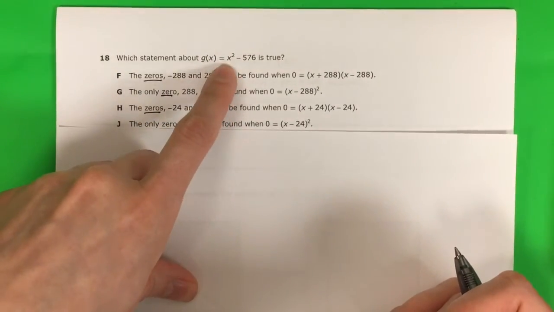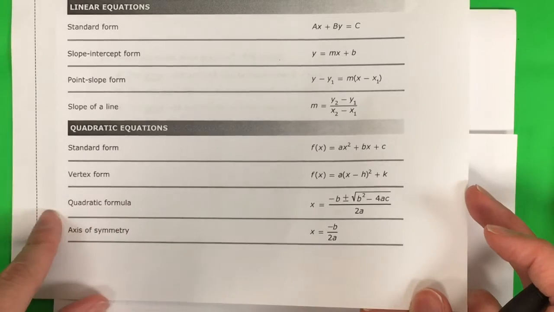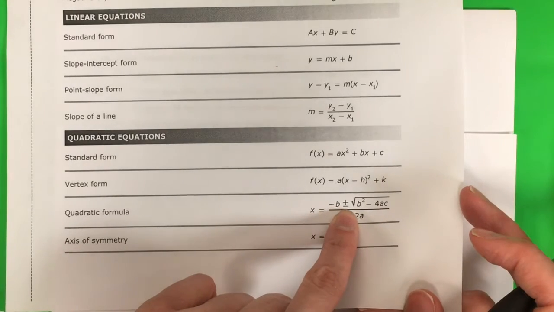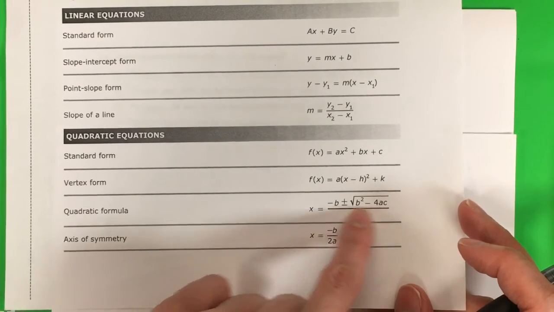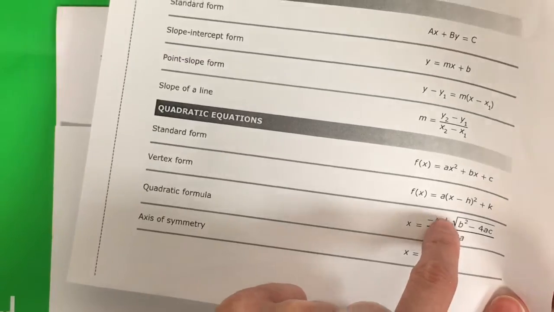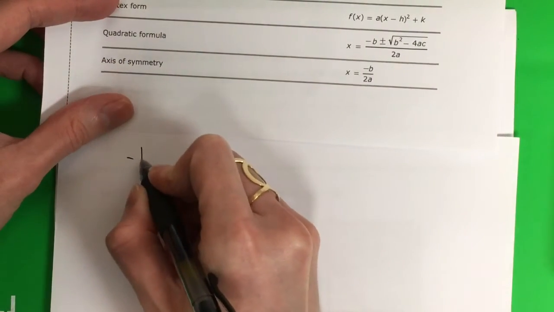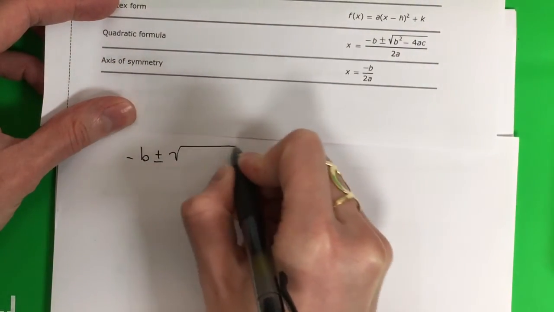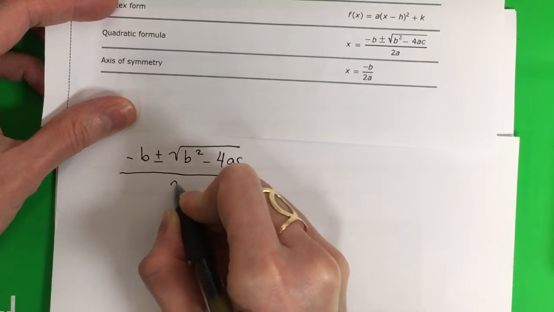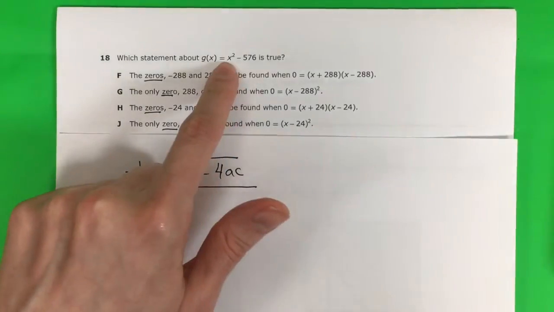This is squared, so this is a quadratic. So you're going to go in the quadratic section, and you want to find the zeros, which is in the quadratic formula right here. So you're going to want this formula, x equals negative b plus or minus square root b squared minus 4ac divided by 2a. If you need to find zeros of a function, you will do this formula. So let me go ahead and write that formula down. It looks like it's negative b plus or minus square root b squared minus 4ac divided by 2a. There we go.